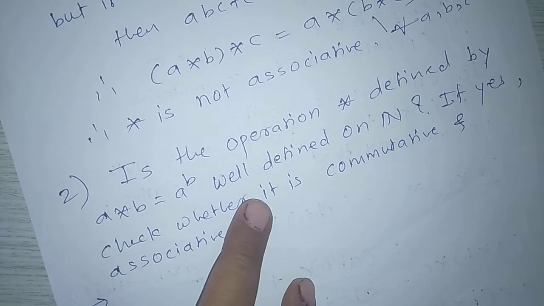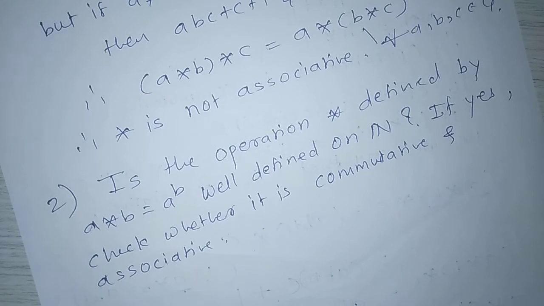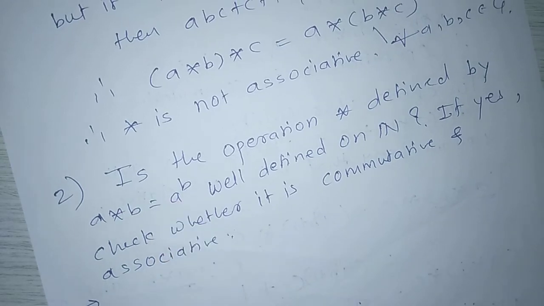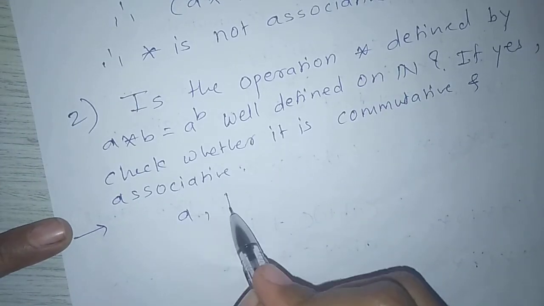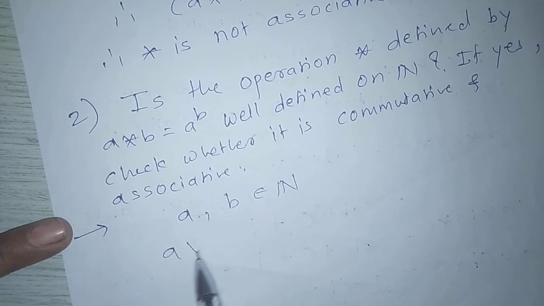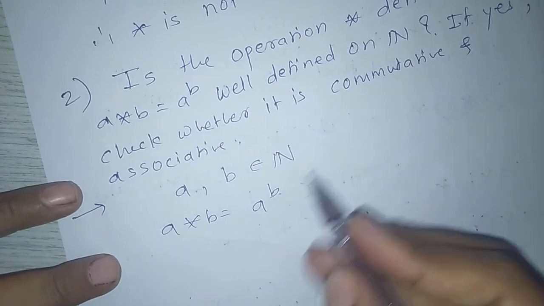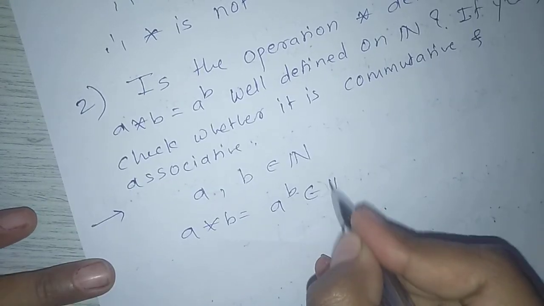To check whether A star B equal to A raised to B is well defined on natural numbers: if A, B belong to natural numbers, and their resultant element also belongs to natural numbers, then we can say that star is well defined on natural numbers. We know that A raised to B, when A, B belong to natural numbers, also belongs to natural numbers.